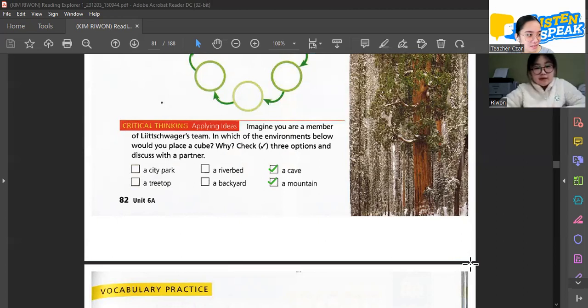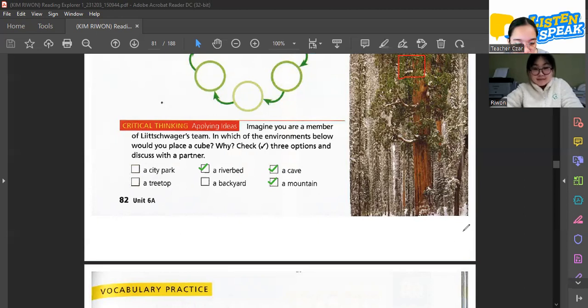What is the tree top? Tree top. So for example, this one is a tree. So you are going to put the cube here. Tree top. Okay. Okay, is that all?